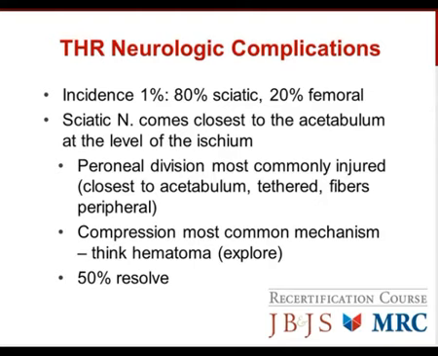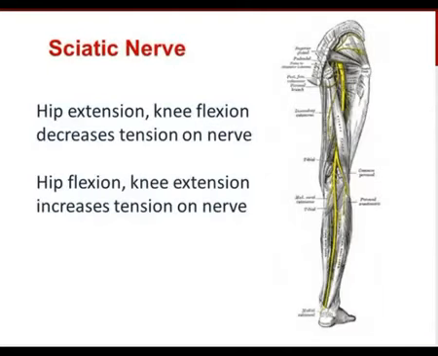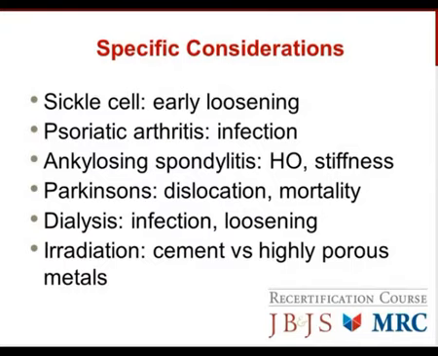50% of neurologic complications resolve. Hip extension and knee flexion decreases tension on the nerve. It's important to understand why that's the case. The converse is true as well, of course. If you have a patient who has sciatic nerve palsy, you want to decrease tension on the nerve. There are some specific considerations regarding complications after total hip arthroplasty.